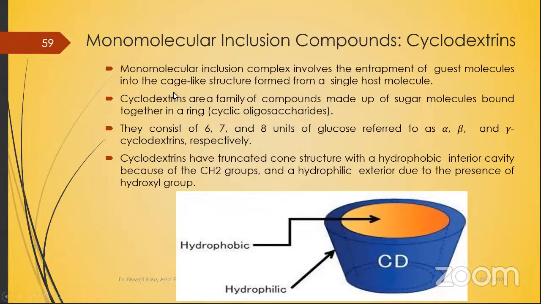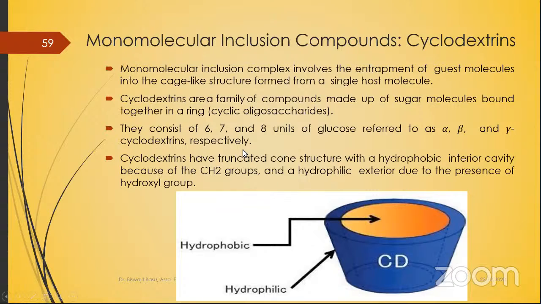So you can also say that cyclodextrins are a family of compounds made up of sugar molecules bound together in a ring. That's why they are known as cyclic oligosaccharides. See the structure of cyclodextrin. CD means cyclodextrin. Inside is hydrophobic, outside is hydrophilic. That blue color is hydrophilic, outside the cyclodextrin, and inside the cage it is hydrophobic in nature. The interior portion is hydrophobic in nature.